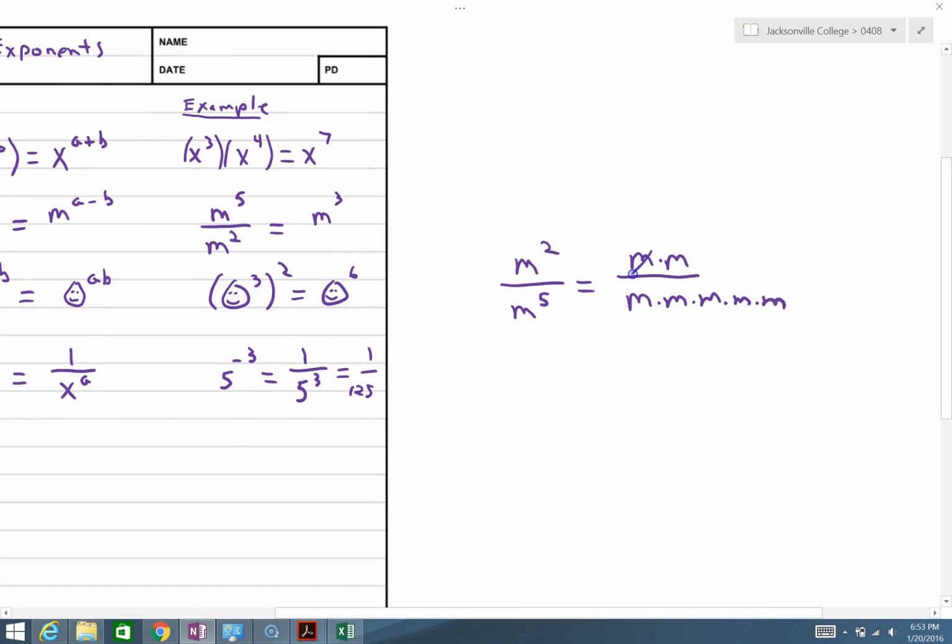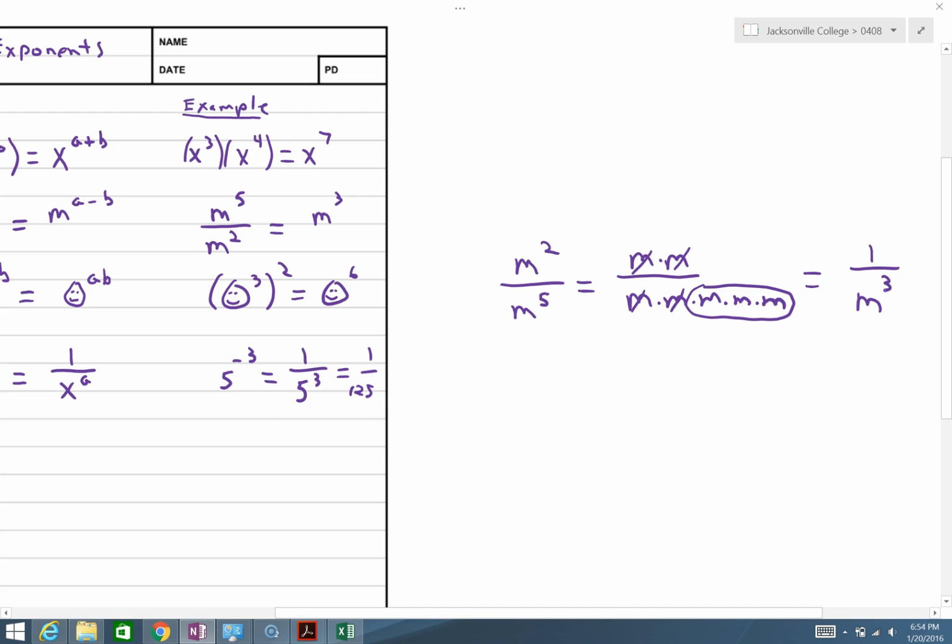Well, 1 m cancels with 1 m, 1 m cancels with another m, leaving us with a 1 in the top. When I say cancel, what we really mean to say is divide to leave 1. M divides m to leave 1. M divides m to leave 1. So what we have is 1 over 3 m's multiplied together. It's m to the third.